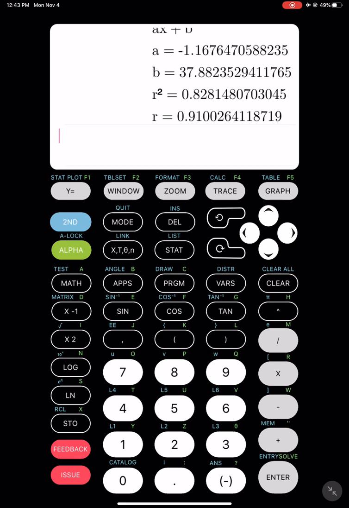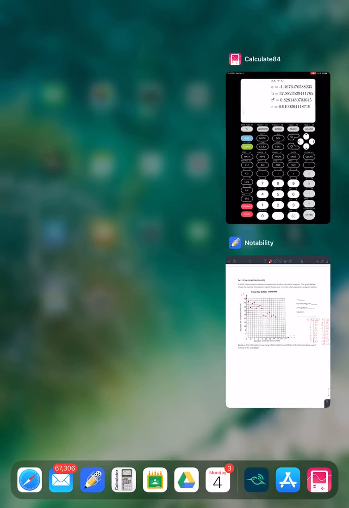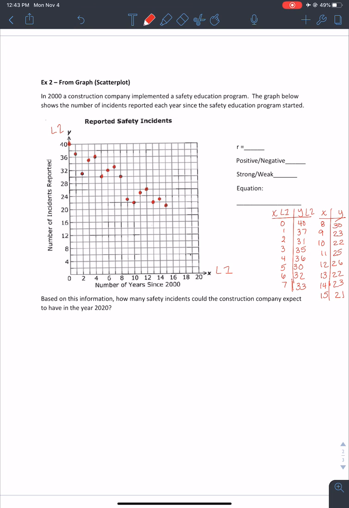0.9. Now, my calculator is a little bit different than yours because it's telling me that I have a positive R value, but we can tell when we look at the graph that this situation trends in a negative direction. So my R value has to be a negative value. So instead of taking that 0.9, we're going to say it's negative 0.9. Your calculator should put the negative on there, but mine does not.